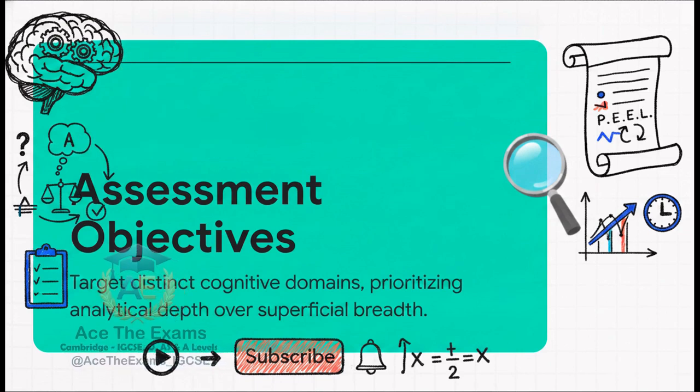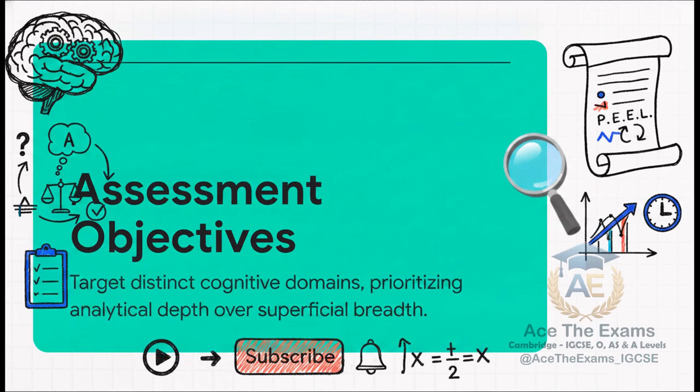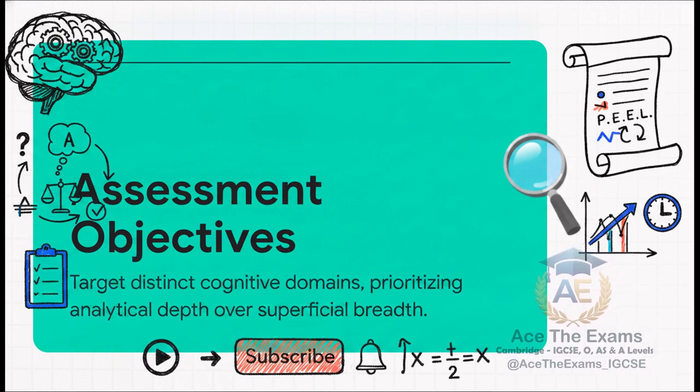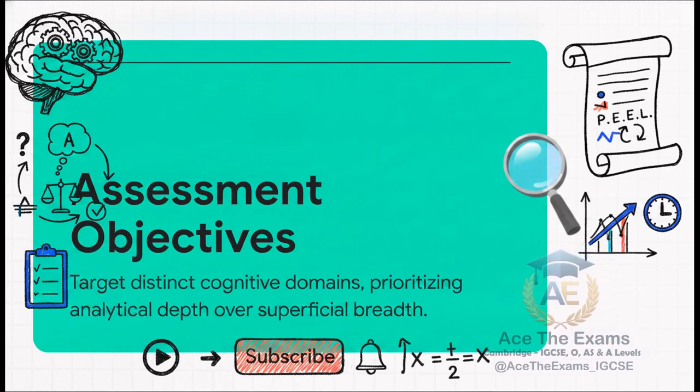Your evidence is the actual calculus you perform on the paper. Your explanation is justifying the step you just took, like writing down, since the particle is instantaneously at rest, therefore velocity equals 0. And finally, your link is connecting that whole process back to the question's specific context, making sure you have the correct units. Understanding this framework completely changes how you structure your answers. You go from just doing math to actually proving your math.